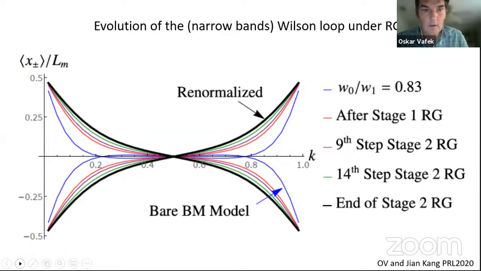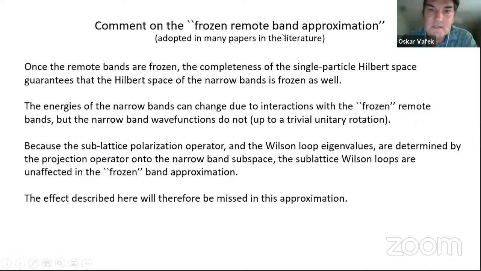Now, let me make a comment about the frozen remote band approximation, which is adopted in many papers in the literature. This is not done here. A lot of people freeze the remote bands, but in this case, the completeness of the single particle Hilbert space guarantees that if you freeze the remote band Hilbert space, you are also freezing the Hilbert space of the narrow bands. And so while the energies of the narrow bands can change due to interaction with the frozen remote bands, the narrow band wave functions do not, of course, up to trivial unitary rotation. So that subspace is fixed.